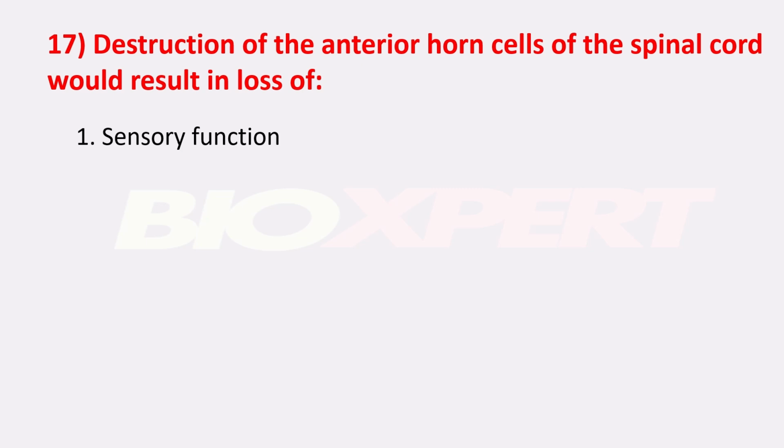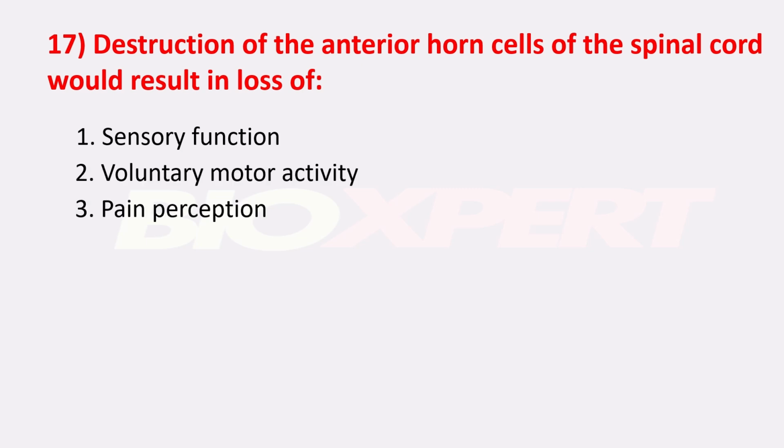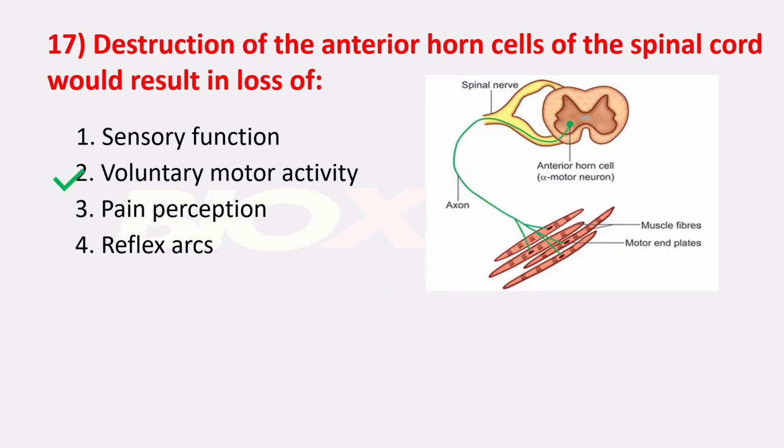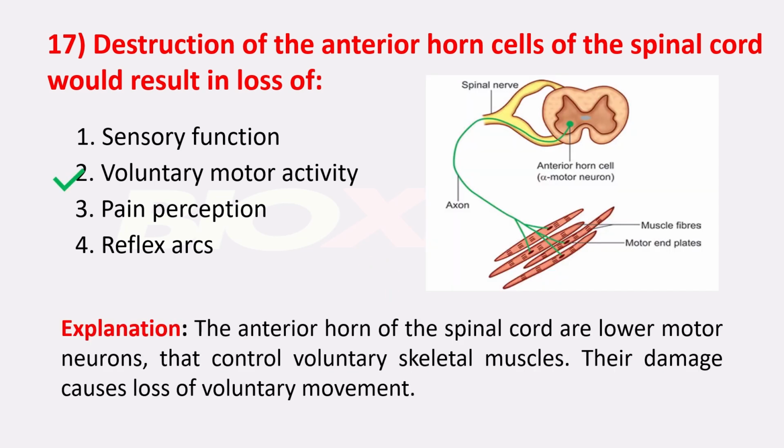Destruction of the anterior horn cells of the spinal cord would result in loss of voluntary motor activity. The anterior horn of the spinal cord are lower motor neurons that control voluntary skeletal muscles. Their damage causes loss of voluntary movement.